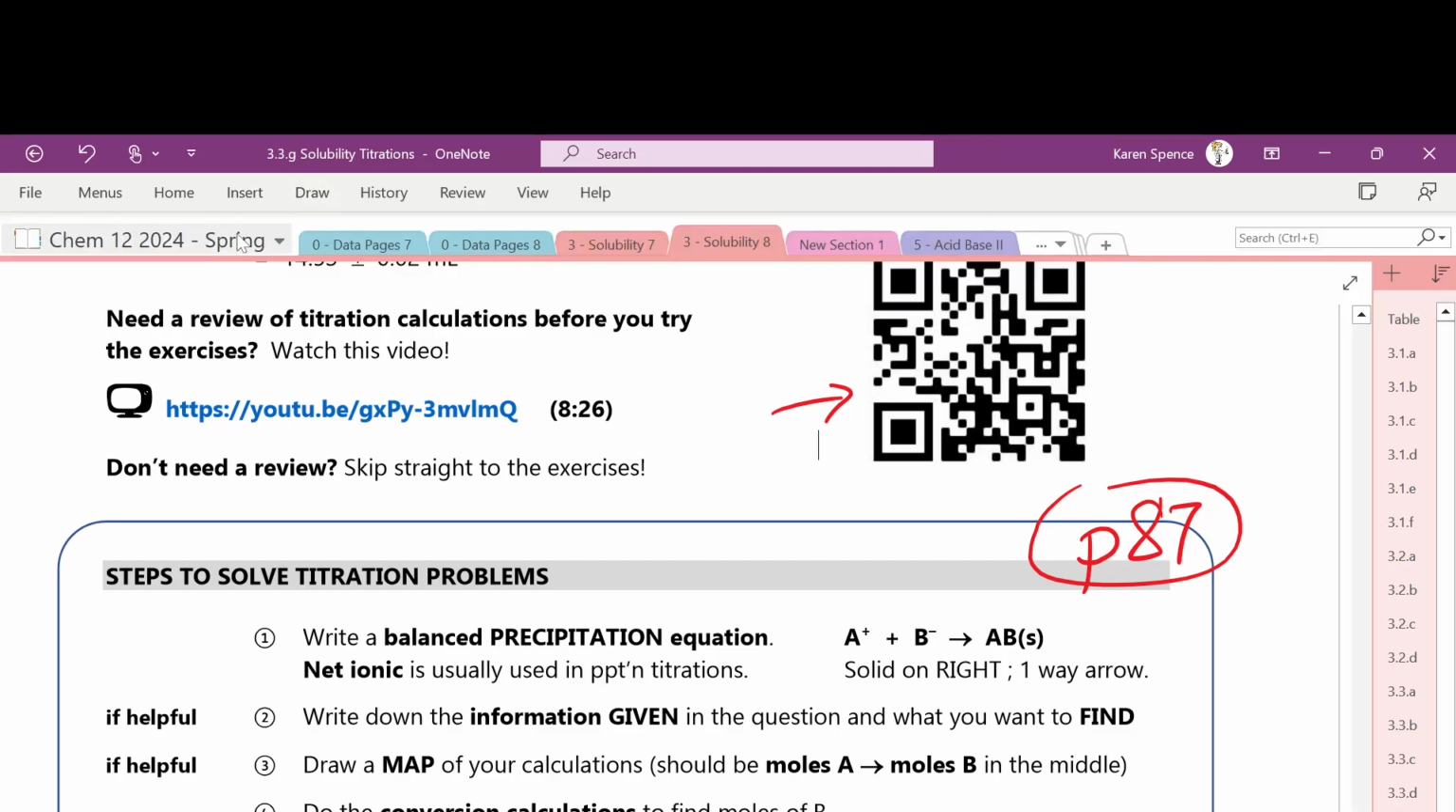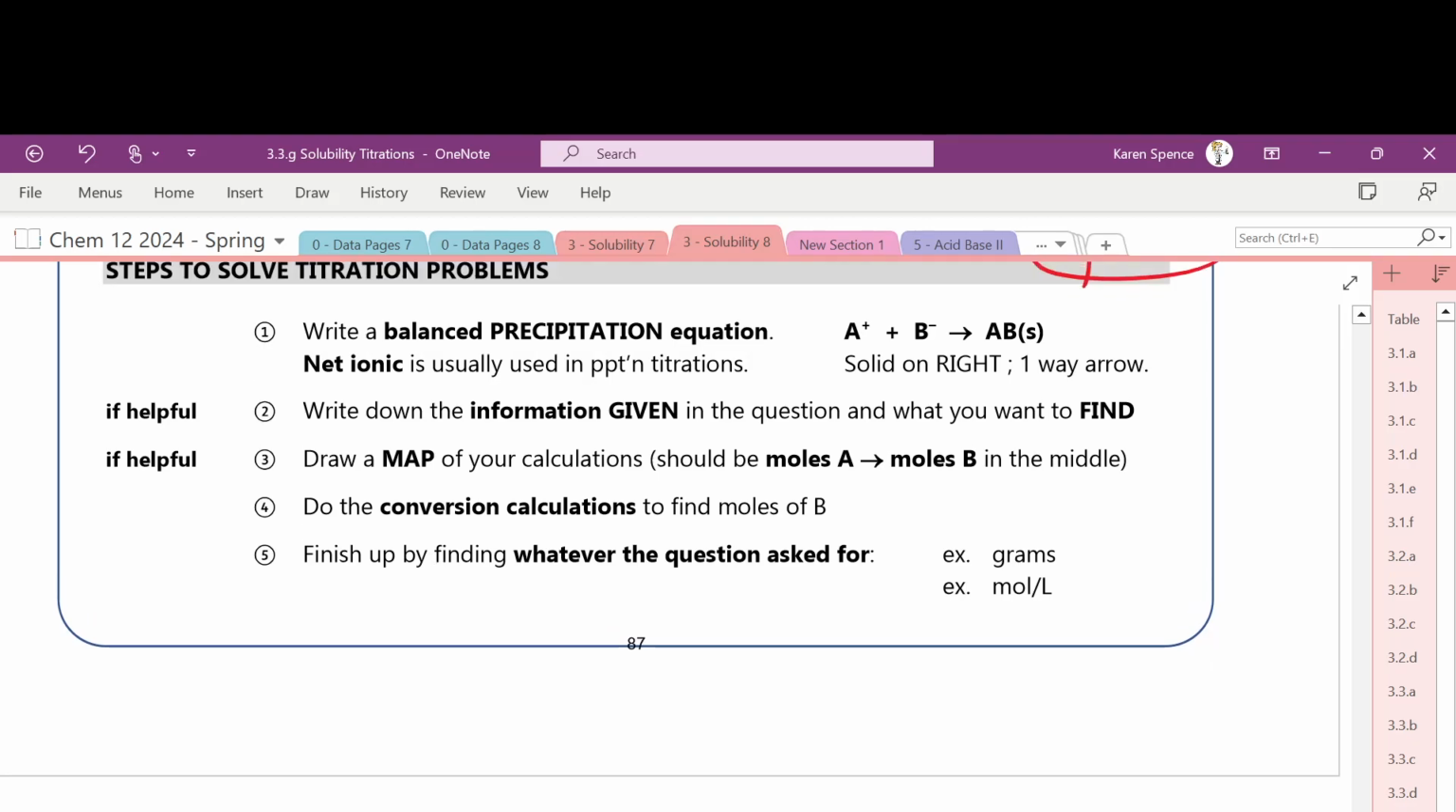Step number 1. Write the balanced precipitation equation. So balanced precipitation equation. And that means that the solid goes on the right.